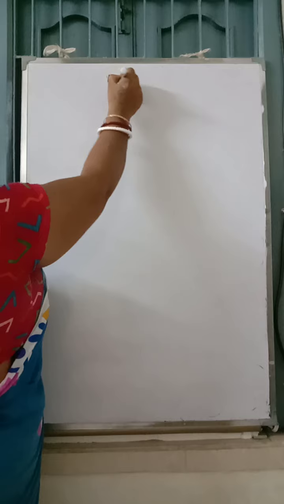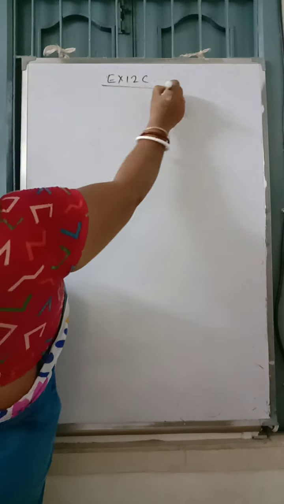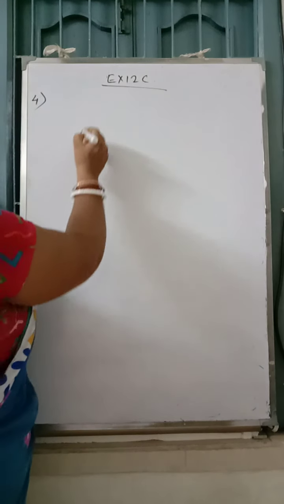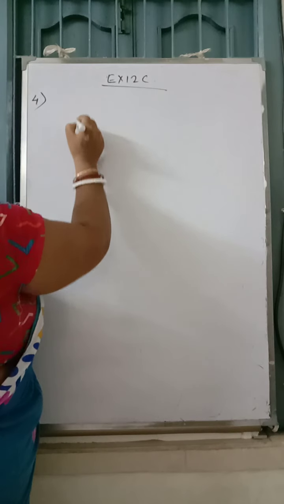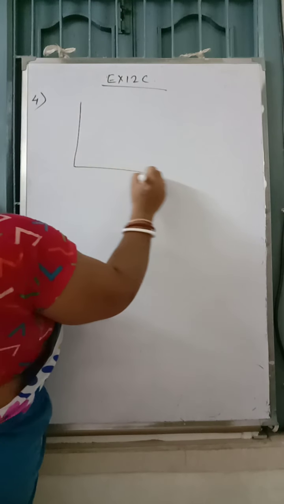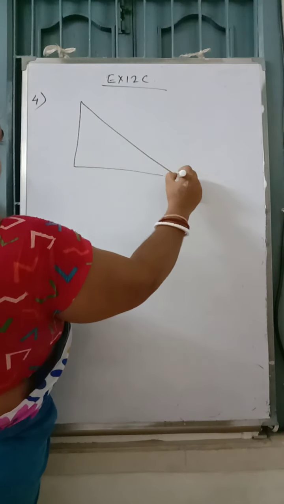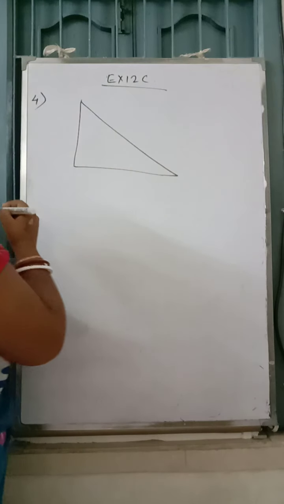Yes. We have completed question number 3. Look at question number 4 from exercise 12C. The question says, the length, breadth and diagonal of a sheet of paper are measured to be 48 centimeter. Now the sheet of paper is in this way because length, breadth and diagonal is set. Is it?